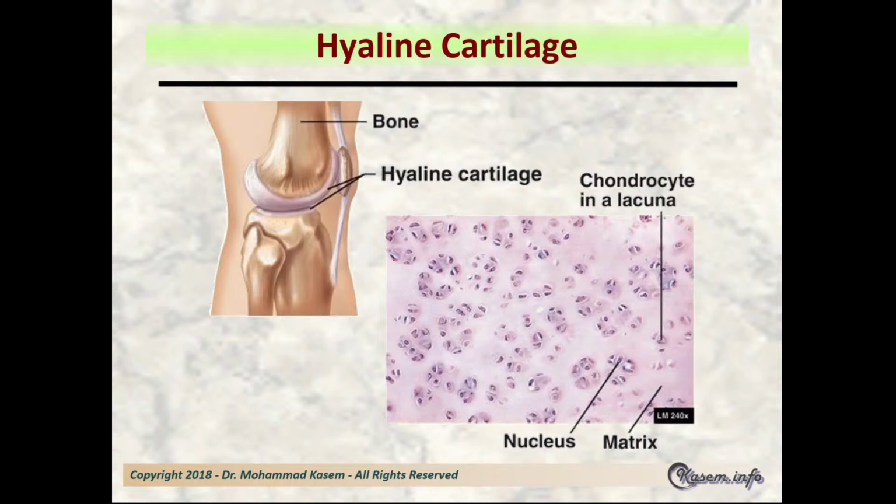This diagram illustrates the area of hyaline cartilage. And if we take a section here, it looks like this. Typically, the hyaline cartilage looks like this. The ground substance is bluish, transparent and homogeneous, and the cells may be found singly or in groups.